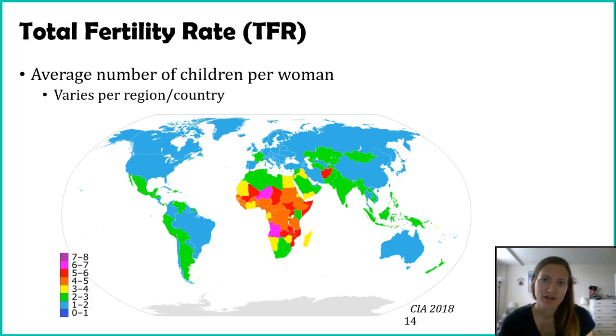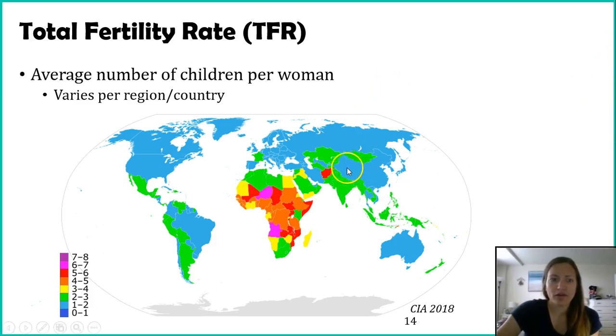Now, some of the biggest countries in the world by population are China and India. And you can see China has about 1 to 2 children per woman, whereas India has about 2 to 3 children per woman. Which is kind of surprising because you would think it'd be a lot higher because of how large their populations are. Each of these countries both have over 1 billion individuals. We'll talk about why in just a moment.